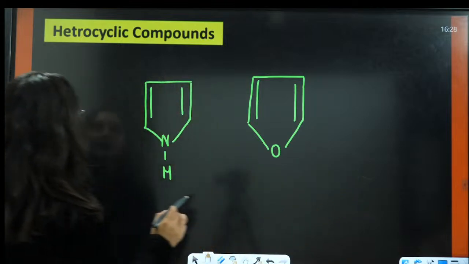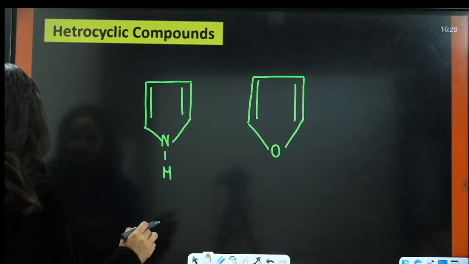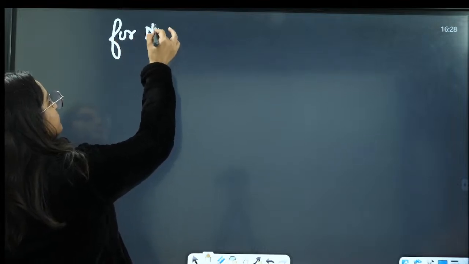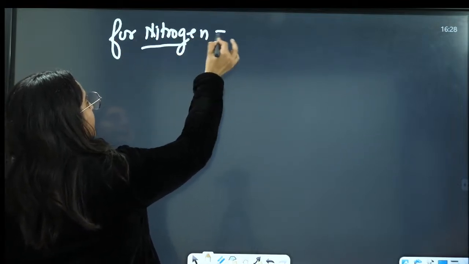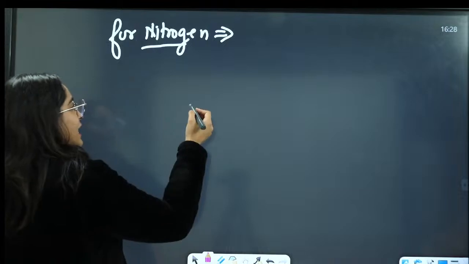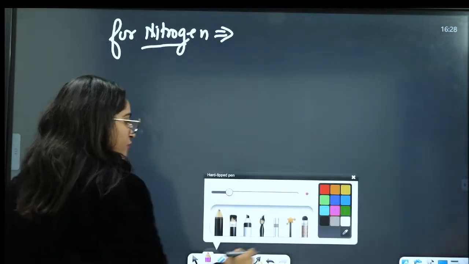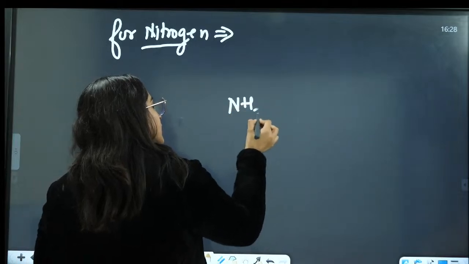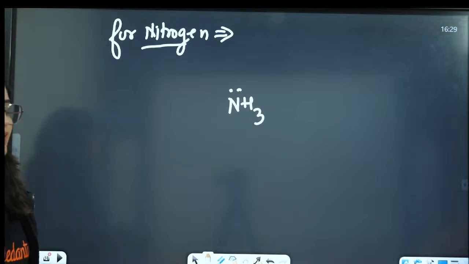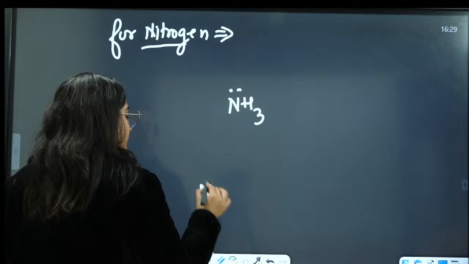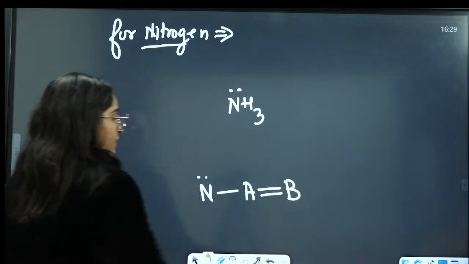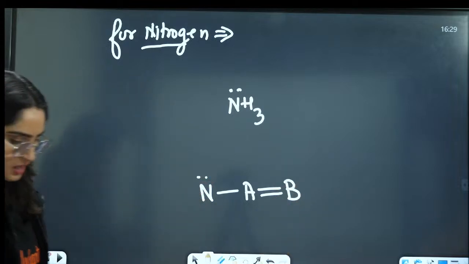Now, for this, we have to understand something firstly. So, for nitrogen, understand this. Very important. Students usually get confused in this thing. So, tell me, if you have nitrogen, if you have NH3, what is the hybridization of NH3? And if you have this N and this is bonding to some other atom and that is bonded to some other atom, what will be the hybridization here?